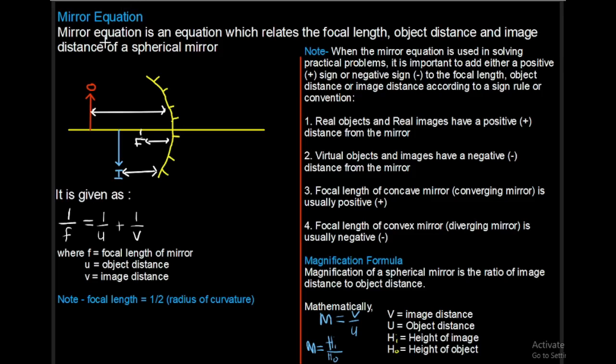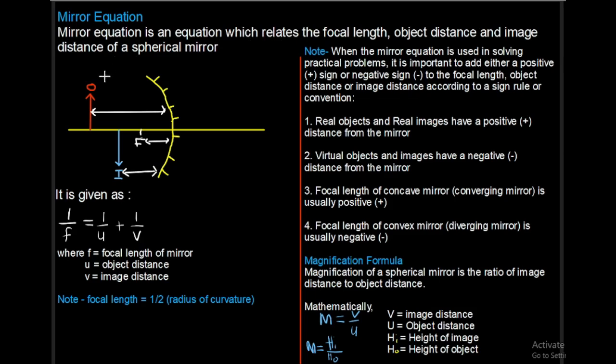In this video, we're going to be talking about the mirror equation, and the mirror equation is an equation which relates the focal length, object distance, and image distance of a spherical mirror. Okay, so it's an equation that relates the focal length, object distance, and image distance of a spherical mirror.